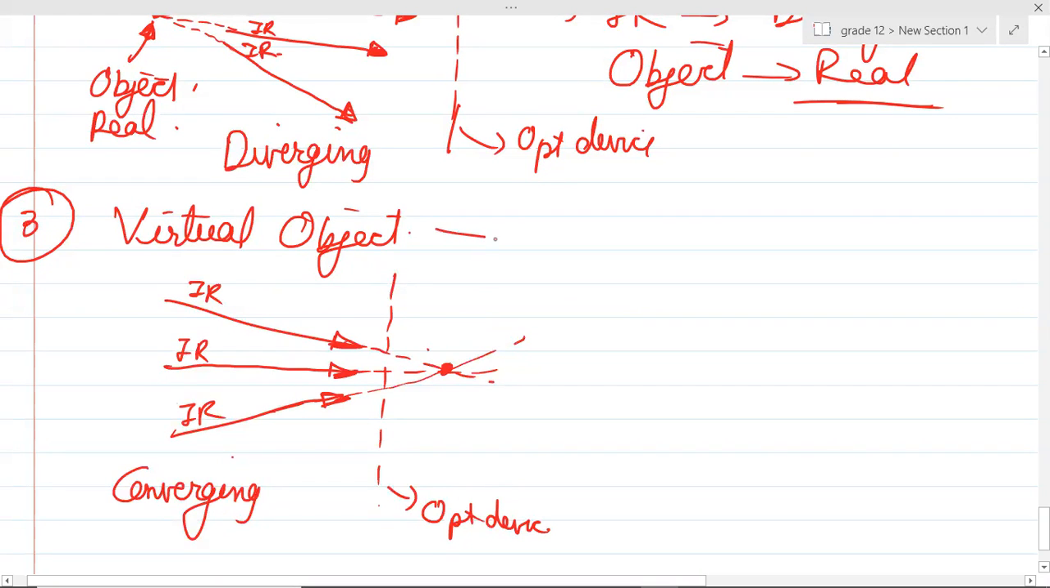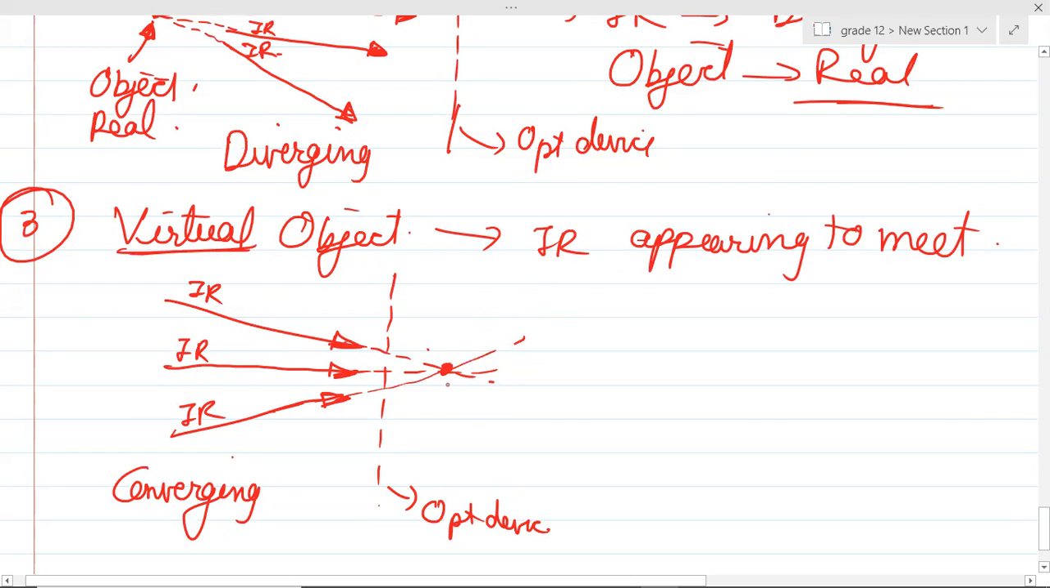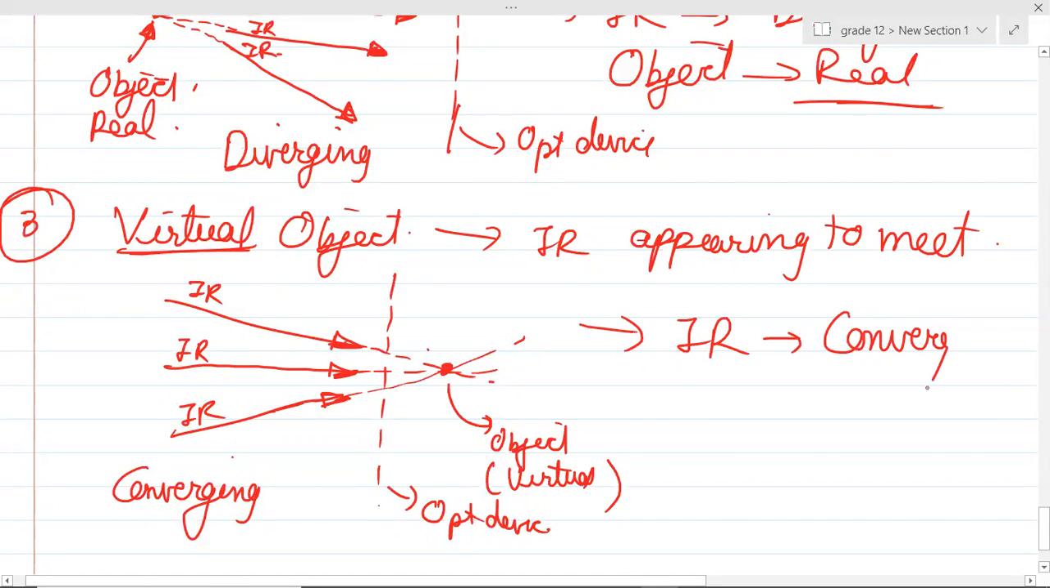So here in this case, incident rays are appearing to meet. Actually they are never meeting, right? Incident rays are appearing to meet. So hence this object is virtual. So you can say this particular thing: whenever incident rays are converging, then the object is always virtual. Please write till here and then we'll do the image.